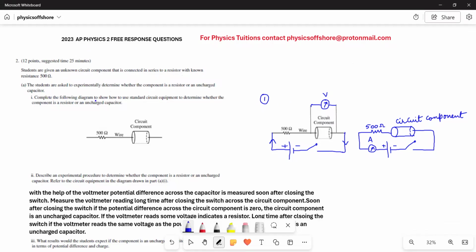Complete the following diagram to show how to use standard circuit equipment to determine whether the component is a resistor or an uncharged capacitor. Next bit. Describe an experimental procedure to determine whether the component is a resistor or an uncharged capacitor. Refer to the circuit equipment in the diagram drawn in part A1. Next.